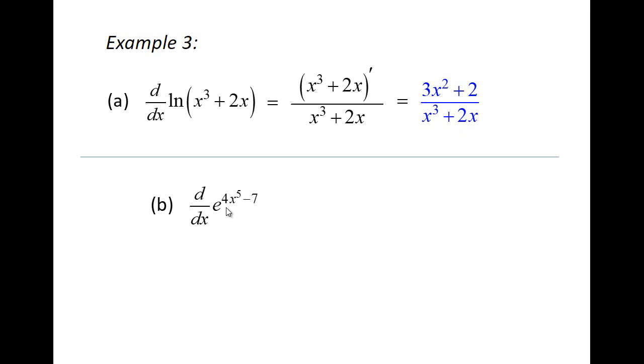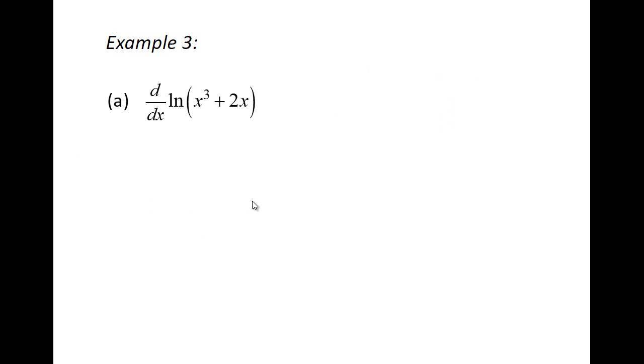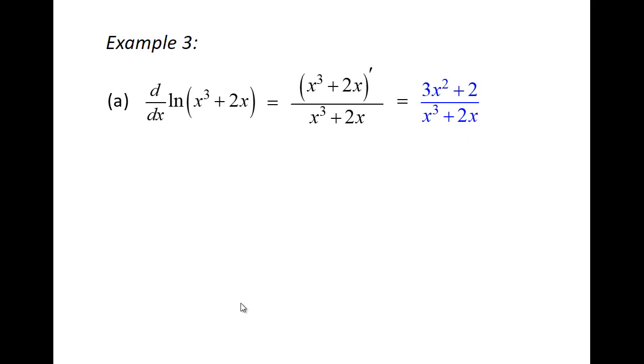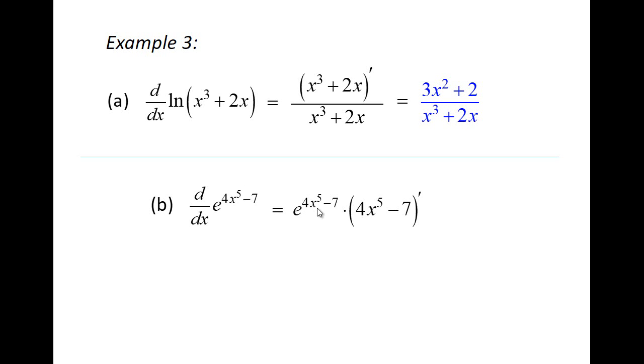What's the derivative of e to the power 4x to the 5 minus 7? Well, by the third formula right here, we get the following. The derivative would be the same as this function multiplied by the derivative of the exponent. So we get e to the power 4x to the 5 minus 7 multiplied by 20x to the 4. And the derivative of 7 is 0. So we end up with 20x to the 4 e to the power 4x to the 5 minus 7.